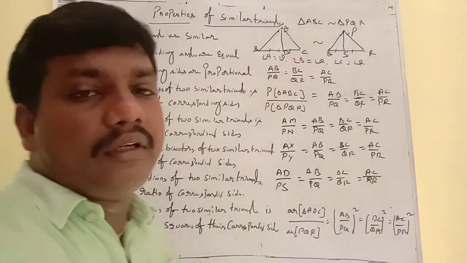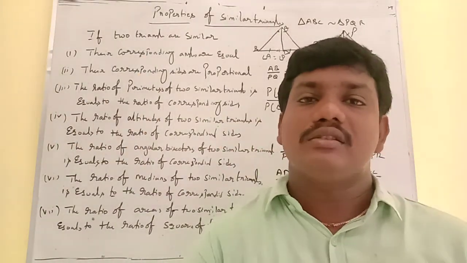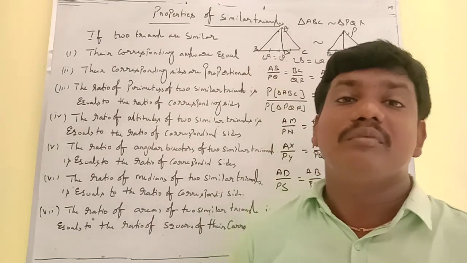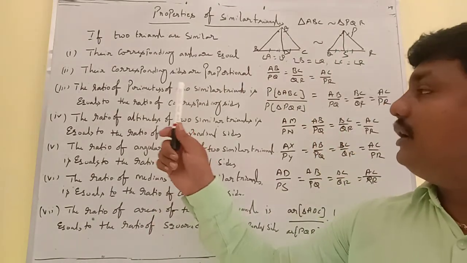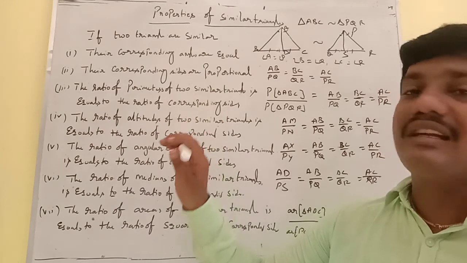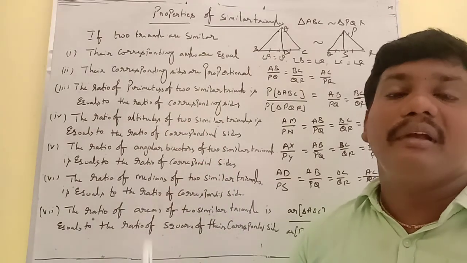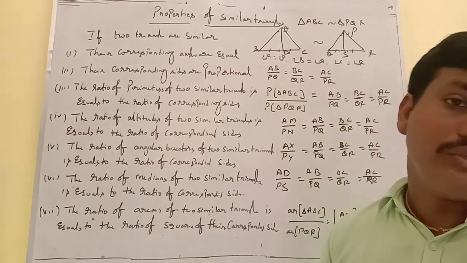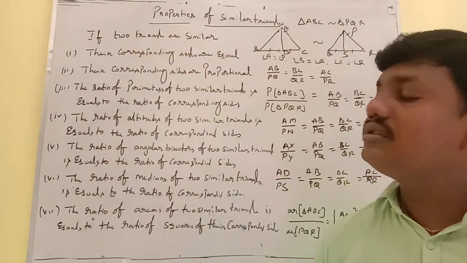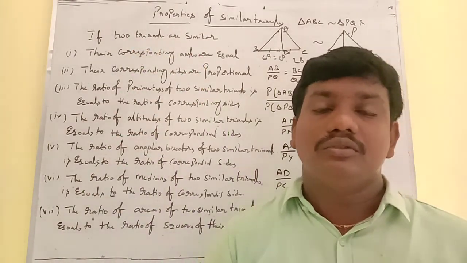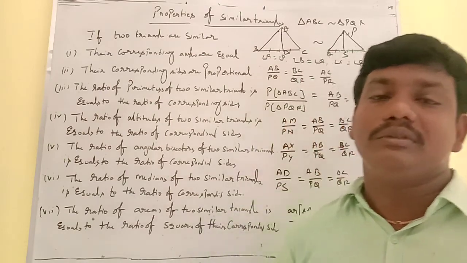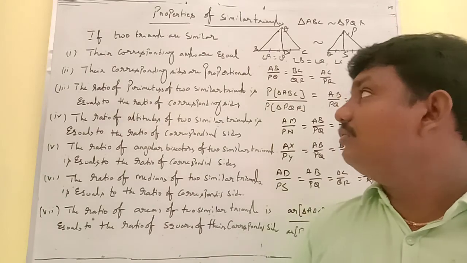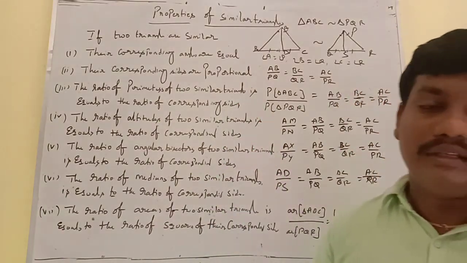So these are the properties of two similar triangles you have to remember. To do any kind of problem related to sides and areas, sides and medians, sides and angular bisectors, and sides and altitudes, these concepts are very helpful to you. So you have to remember all these concepts, either for bits or sums. We can solve very simply by using these properties.